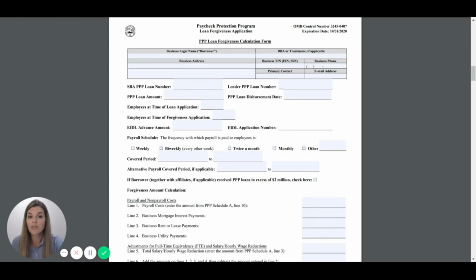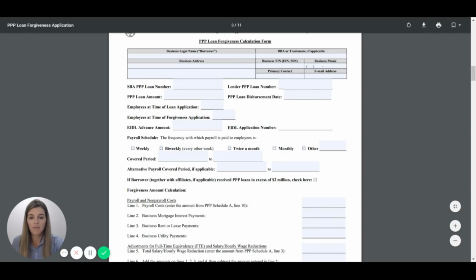All right. And again, payroll schedule, it doesn't apply to you. It doesn't apply to you because you don't have payroll. So you can just click other and put NA.